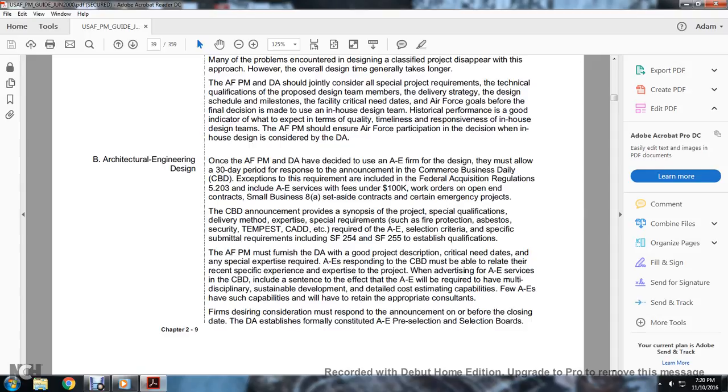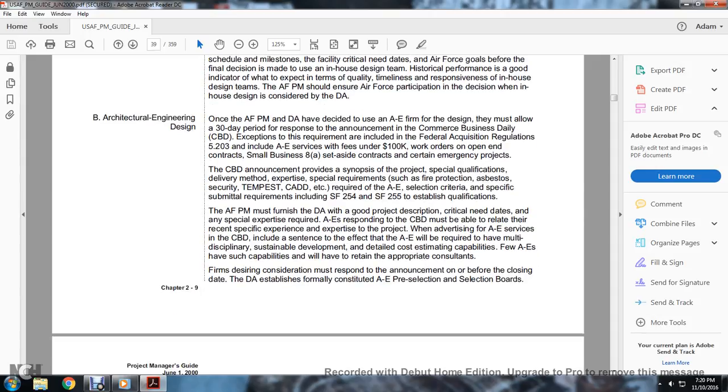The CBD announcement provides the synopsis of the project specifications, qualification, delivery method, expertise, and special requirements such as fire protection, asbestos, security, TEMPEST, CAD, etc., required by the A&E selection criteria, and specific submittal requirements including the Standard Form 254 and 255 for the established qualifications. The Air Force program manager must furnish the DA a good projection of the description, critical needs, and dates of any special expertise required by the A&E responding to the CBD.